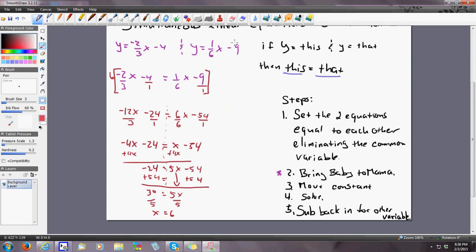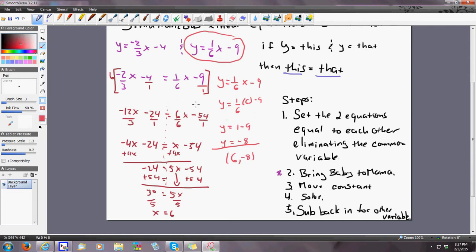I'm going to say, well, this one looks fairly easy to work with. So I'm going to say y equals 1/6 x minus 9. y equals 1/6 times 6 minus 9. Well, 1/6 of 6 is 1, so I get y equals 1 minus 9, and y equals negative 8. So my answer is going to be (6, negative 8).